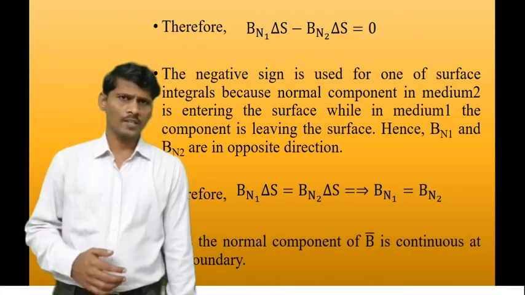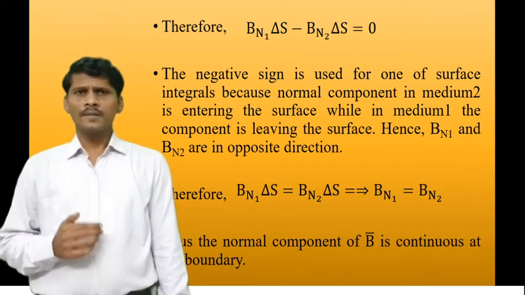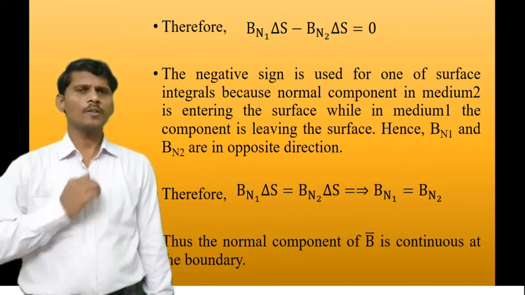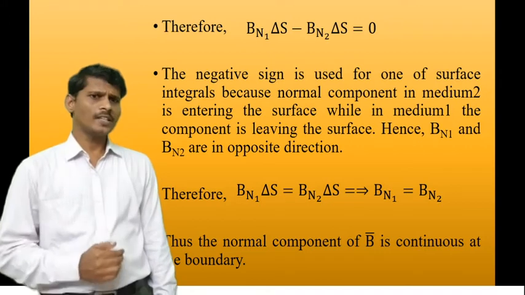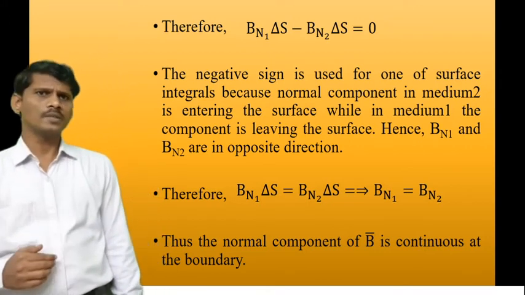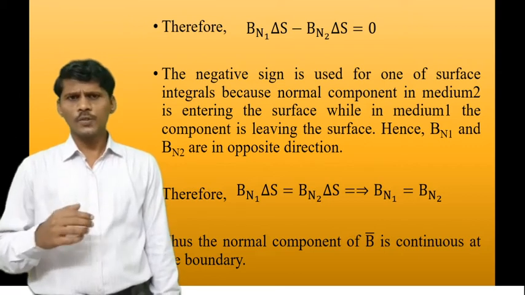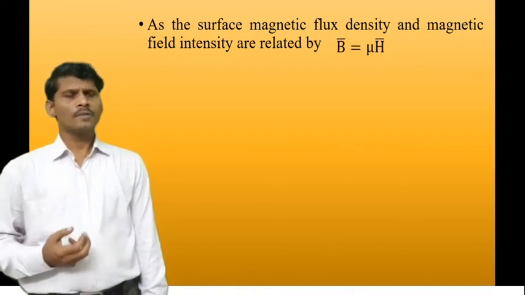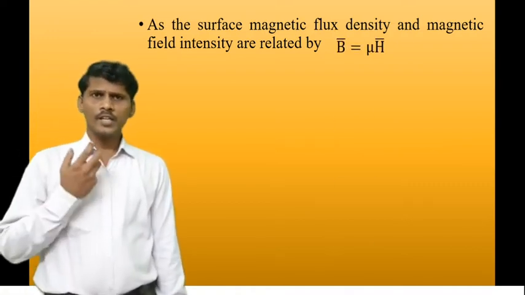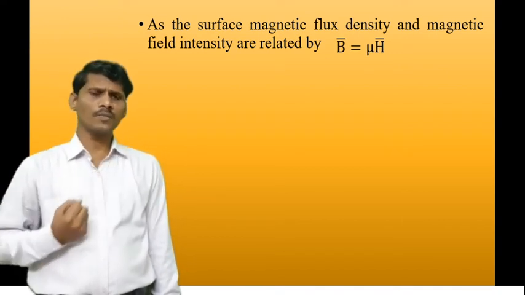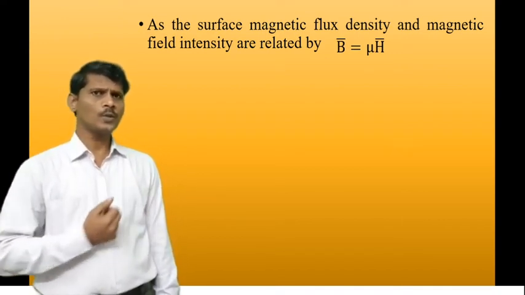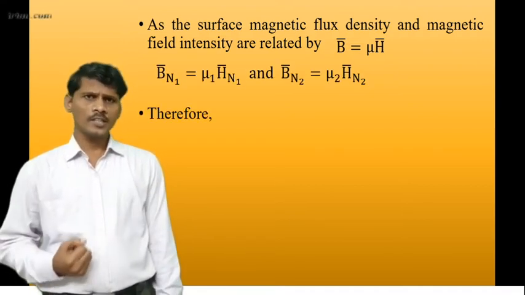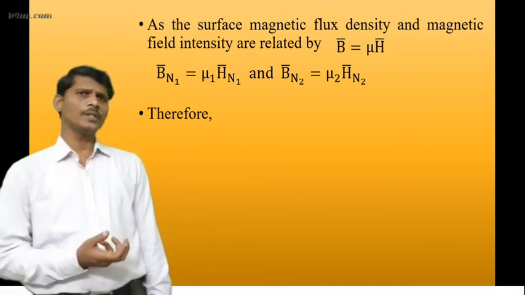So the magnetic boundary condition: the normal component of the magnetic flux density in medium 1 is equal to the normal component of the magnetic flux density in medium 2. Thus, the normal component of the magnetic flux density is continuous at the boundary. Next, calculate the normal component of the magnetic field intensity. We know the relationship between magnetic field intensity and magnetic flux density is B bar is equal to mu into H bar. In this equation, Bn1 is equal to mu1 into Hn1, Bn2 is equal to mu2 into Hn2.